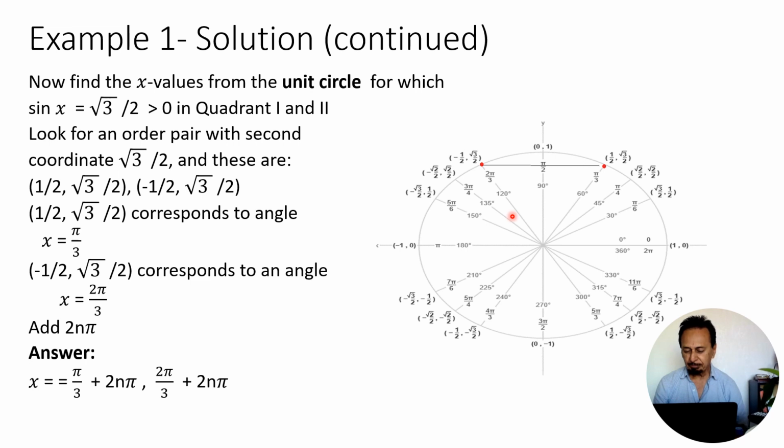2π/3. So now we add 2nπ to π/3 and 2π/3, and we have the answers. General solution: x = π/3 + 2nπ, 2π/3 + 2nπ.